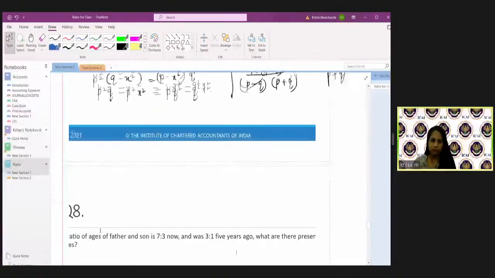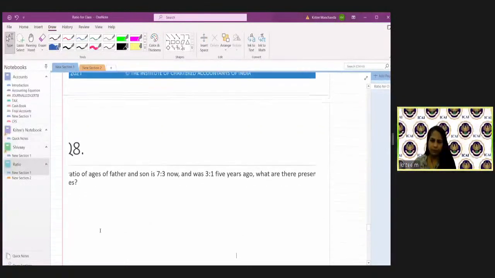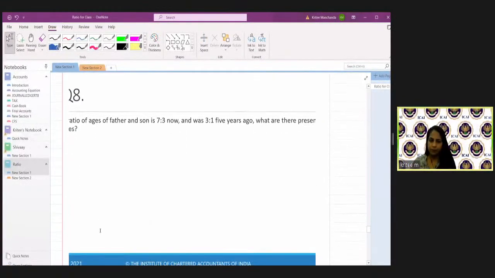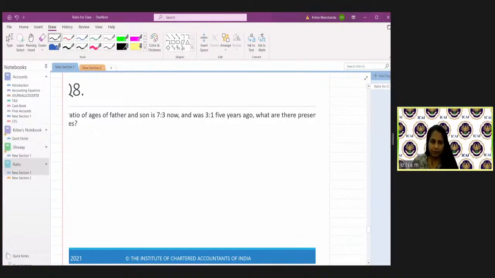Just a couple of questions more. I'll do them quickly. It says the ratio of ages of father and son is 7:3 now. So father's age is 7x and son's age is 3x.